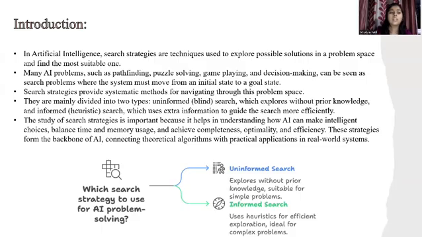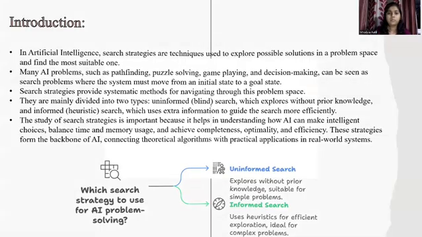And then, why is the study of search strategy important? It helps in understanding how AI can make intelligent choices, balance time and memory usage, and achieve completeness, optimality, and efficiency. These strategies form the backbone of AI, connecting theoretical algorithms with practical applications in real-world systems.